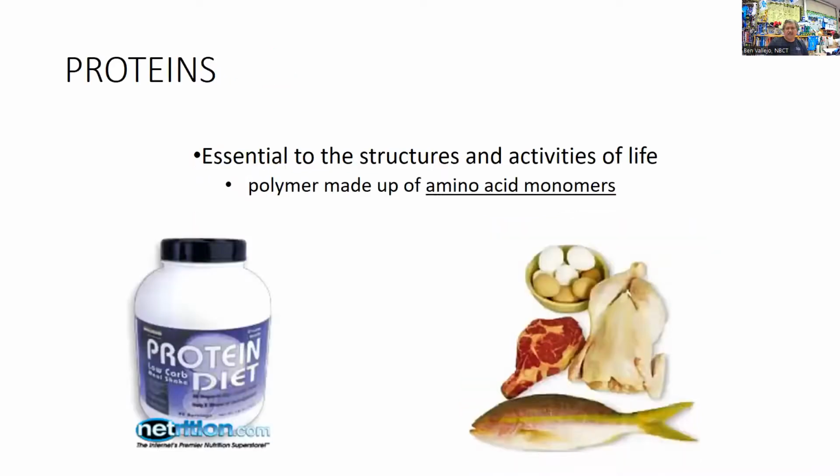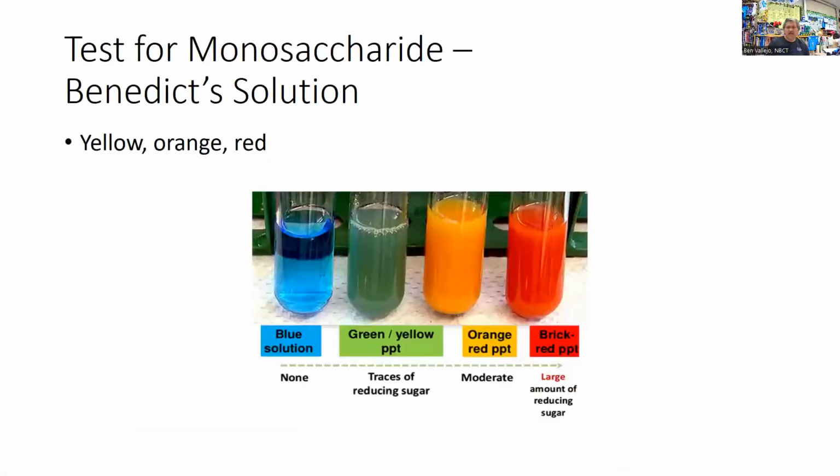All righty. And proteins are essential to the structures and activities of life. Your body is 70% water, but after that, it's mostly protein. Proteins are polymers, so they are also long chains, but they are made up not of monosaccharides, but of amino acids. So today we're going to do 4 different tests, one for the monosaccharide, the simple sugars. And what you're going to do is start out with the solution. And it looks like this blue one here.